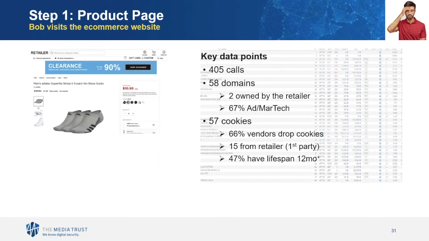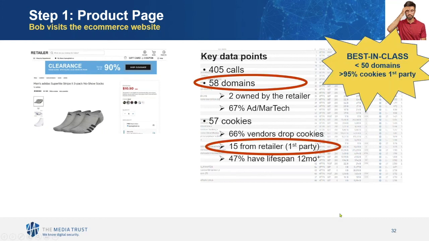Okay, so getting back to Bob. Bob visits a retail website and wants to purchase some clothing, so he looks through the product pages. While doing that, 405 calls are made by 58 domains, and only 2 are owned by the retailer. 58 cookies are dropped, and only 15 of those are from the retailer.